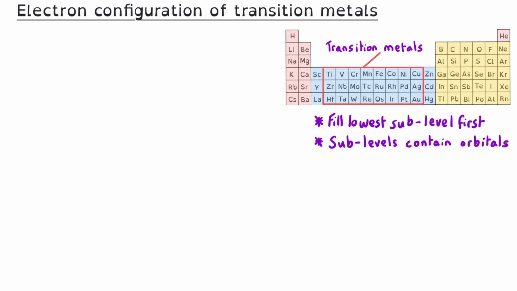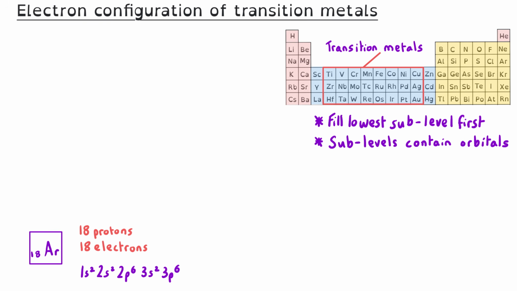When working out the electron configuration, we need to remember that we fill the lowest energy sublevel first before moving to putting electrons into the next sublevel. And sublevels are split into orbitals, which are filled singly before electrons start sharing orbitals. So as an example, let's look at argon. It has got an atomic number of 18, which means it's got 18 protons and 18 electrons. The electron configuration for argon is 1s2, 2s2, 2p6, 3s2, 3p6.